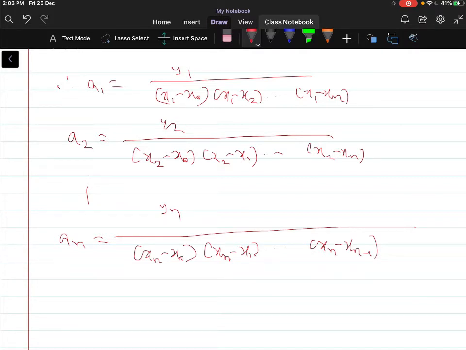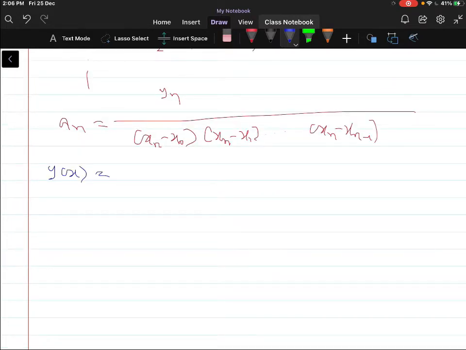We found a0, a1, a2, a3 and so on, an. These values you have to substitute in the nth degree polynomial, so we'll get an interpolation formula. Let us substitute a0, a1, a2, up to an in equation 1. We get y of x is equal to, substituting the a0 value here, where a0 is equal to y0 divided by (x0 minus x1)(x0 minus x2) and so on, up to (x0 minus xn).